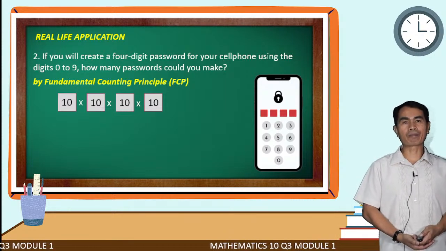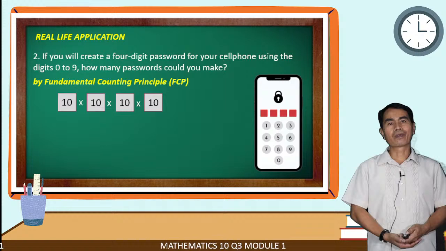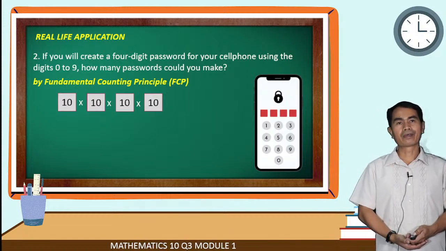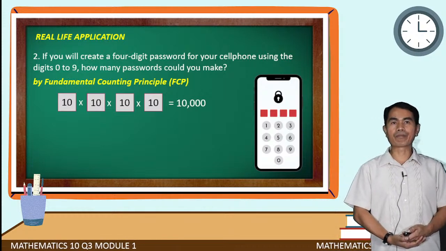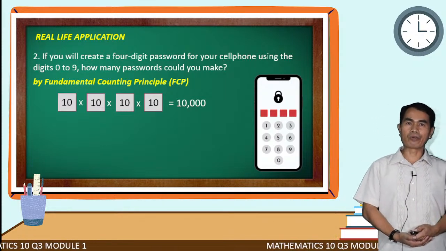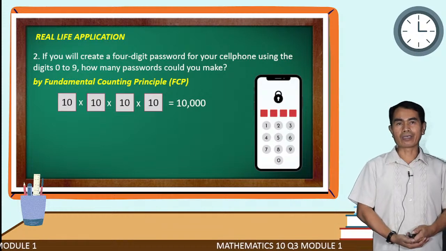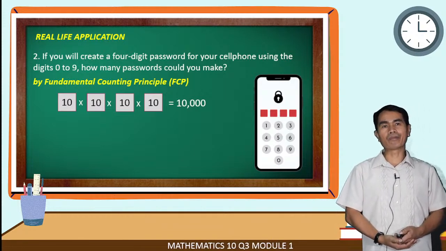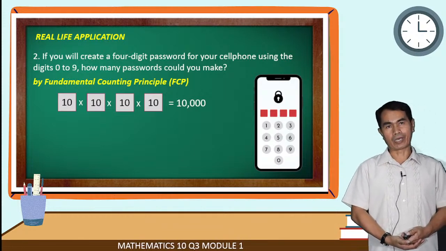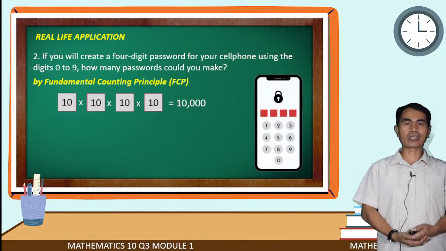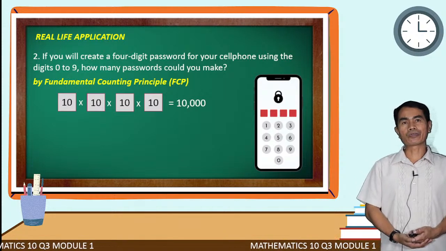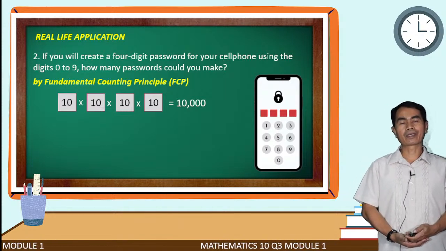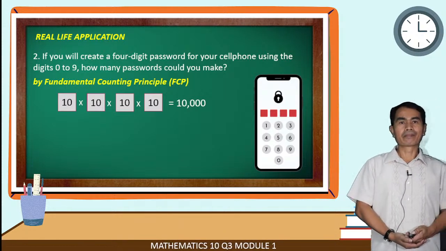Okay, if we multiply all the choices, we obtain 10,000 4-digit passwords. Imagine, if you list down all, it's impractical to list down all of these 10,000 passwords. And we cannot use a tree diagram. So, the only practical solution is the fundamental counting principle.